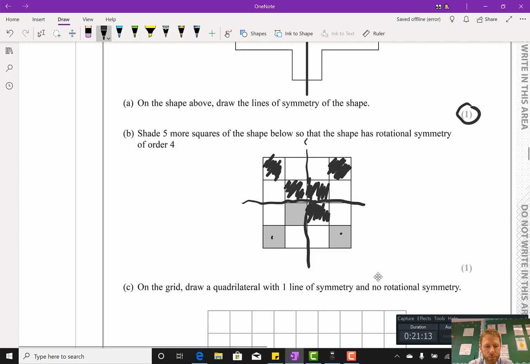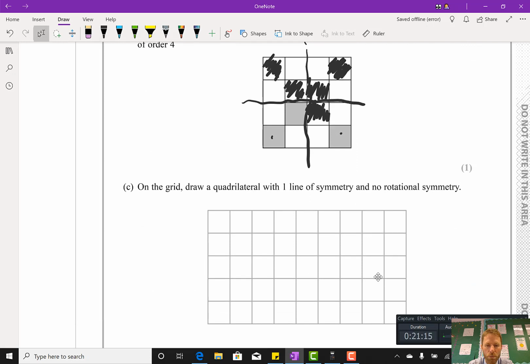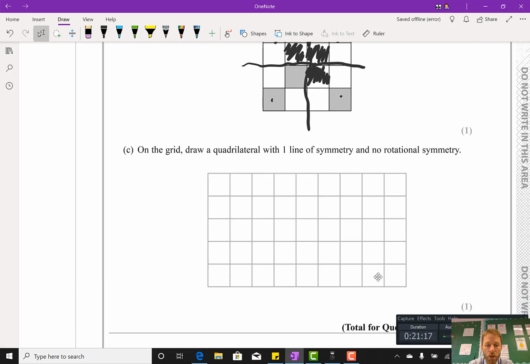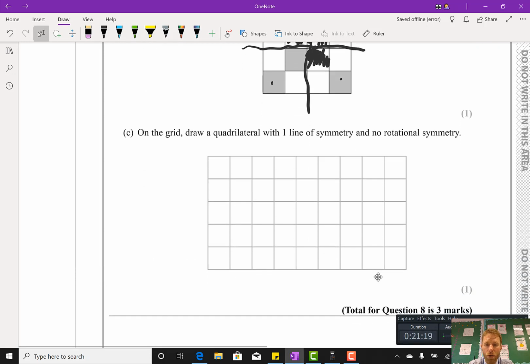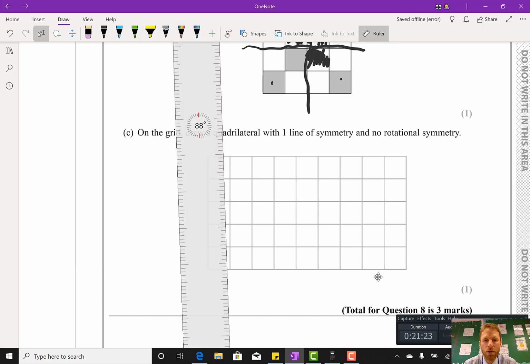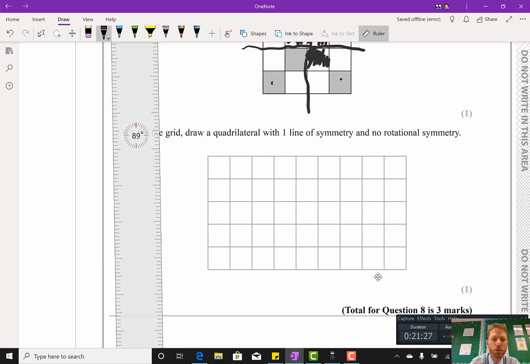On the grid, draw the quadrilateral with 1 line of symmetry. Draw a quadrilateral with 1 line of symmetry and no rotational symmetry. Right, let's get the ruler back out. So a quadrilateral, first up, knowledge. Quadrilateral, quad means 4, so I'm drawing a 4-sided shape. A 4-sided shape with 1 line of symmetry and no rotational symmetry.